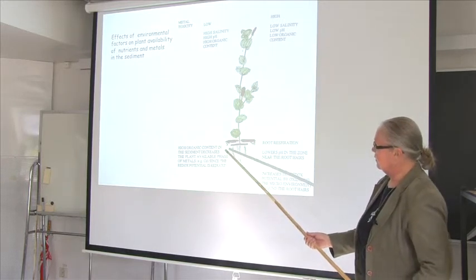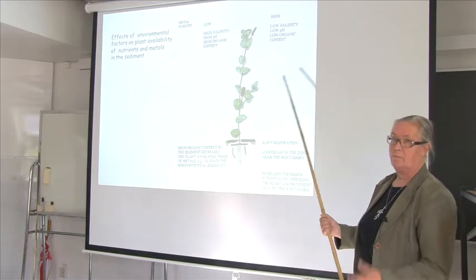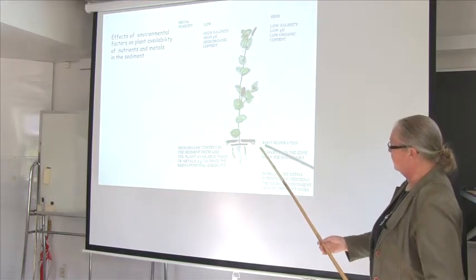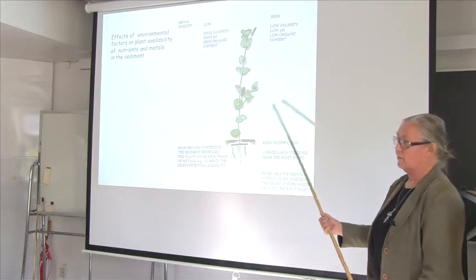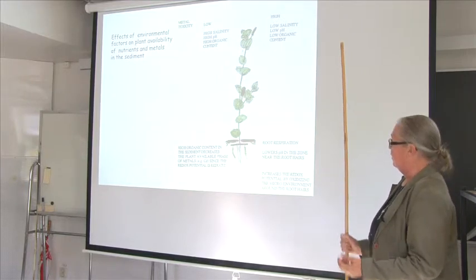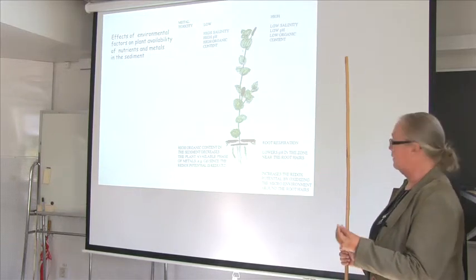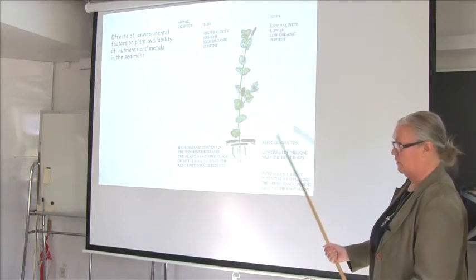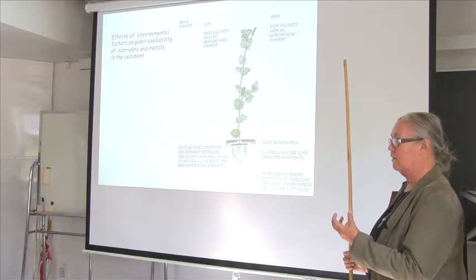So the root system here is quite able to change the whole microenvironment around the root hairs. They pull down oxygen from the shoot to oxygenate the environment around the root hairs. And that makes it possible for them to live in an otherwise more or less anoxic sediment. And by doing this, they will lower the pH around the root hairs, and that will increase the redox potential and oxidize the surroundings around the root hairs. And this changes the whole chemistry of metals in the sediment.